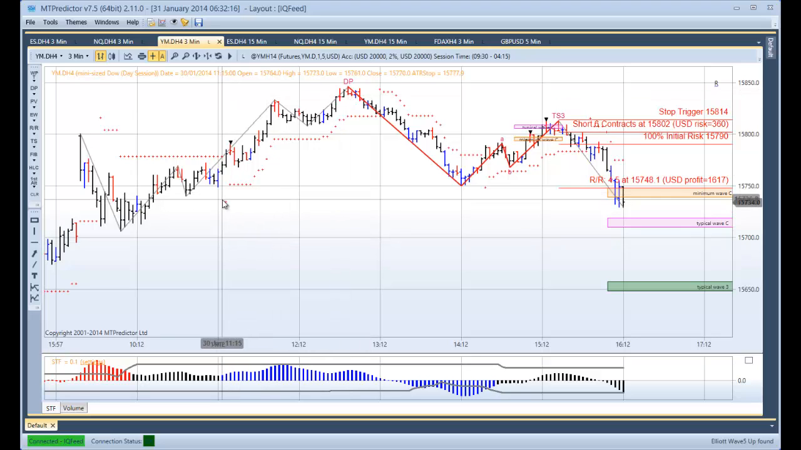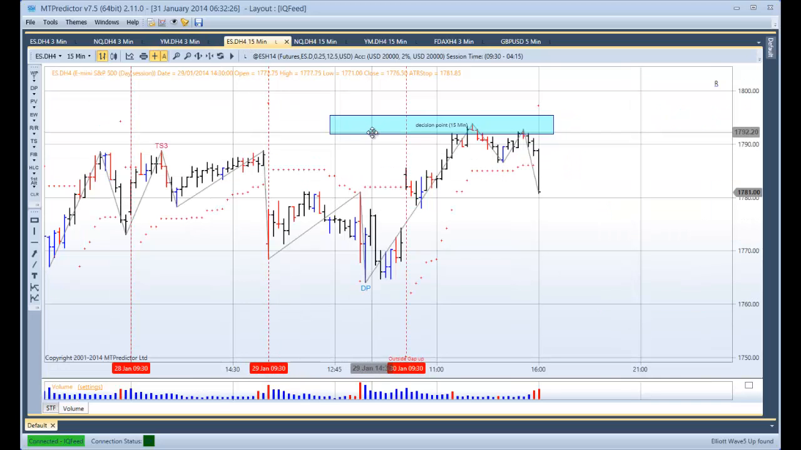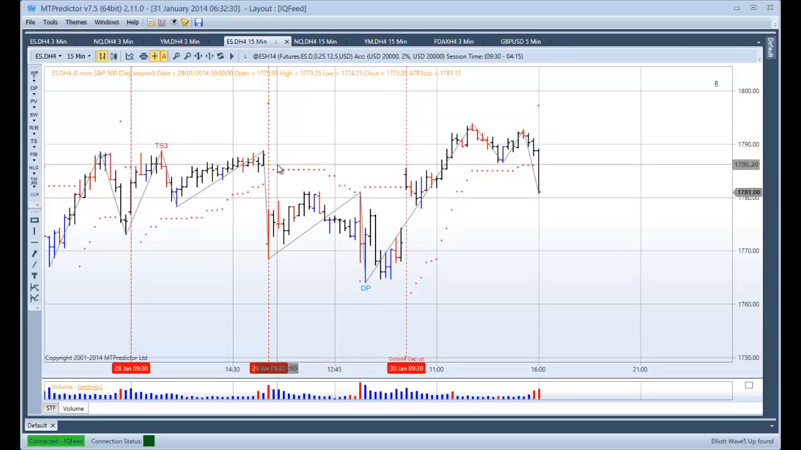Well, if we go out to the higher time frame charts, we place our DPs on the charts, and the reason we do this is because our DPs are what we call leading indicators. So I'll just take that one off. There we go. Now these are leading indicators, in other words they're on the charts in advance.